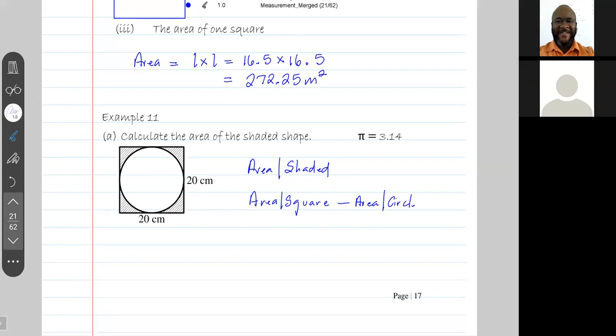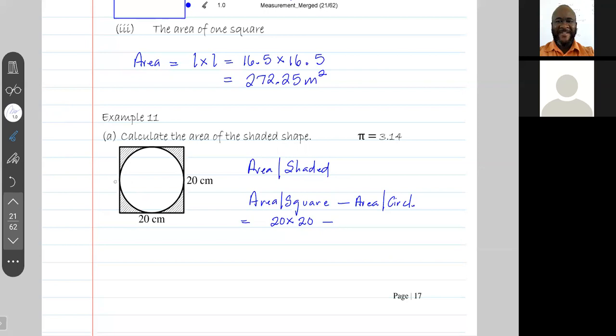Now, the area of the square is 20 times 20. That's easy. Guys, can anybody tell me what's the radius of the circle? Can anybody tell me what's the radius? 10 centimeters. Say that again. What is the radius of the circle? 10 centimeters. Very good.